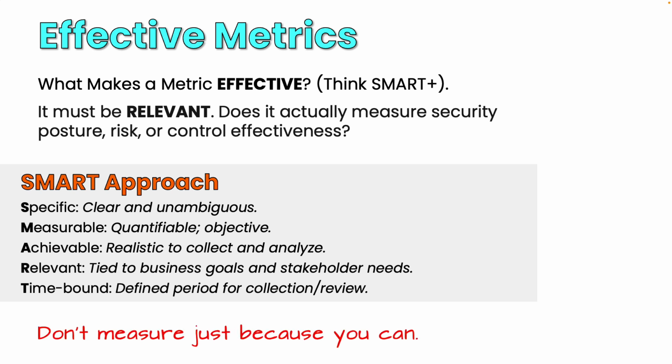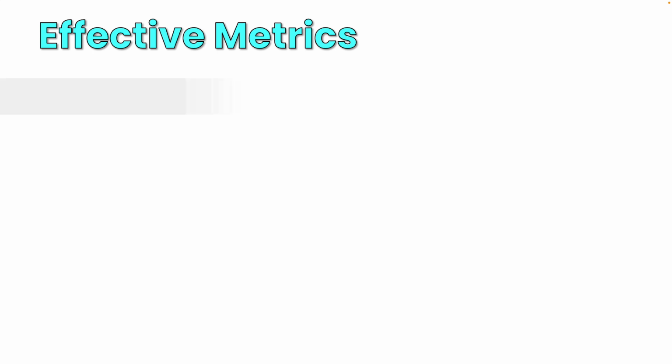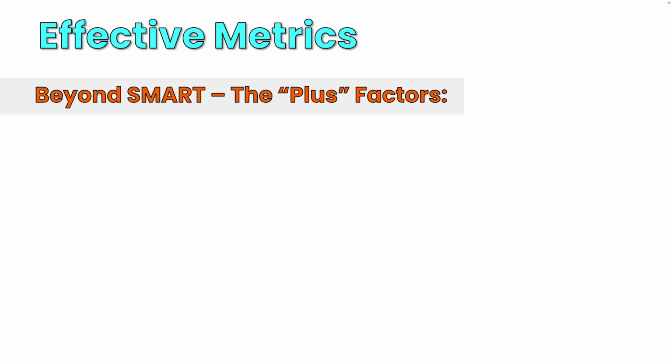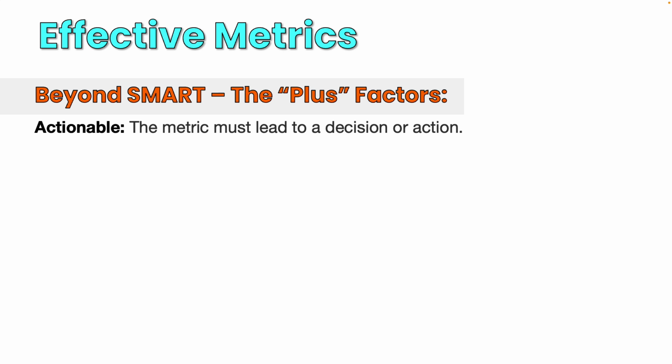But don't measure just because you can. It needs to meet these objectives. It needs to be meaningful. If it's not meaningful, we call it a vanity metric. So let's go beyond that SMART framework and talk about the plus I had by SMART there. Metrics need to be actionable. It means the metric must lead to a decision or an action. If you can't act on it, it's just data. It's not worth much, is it?